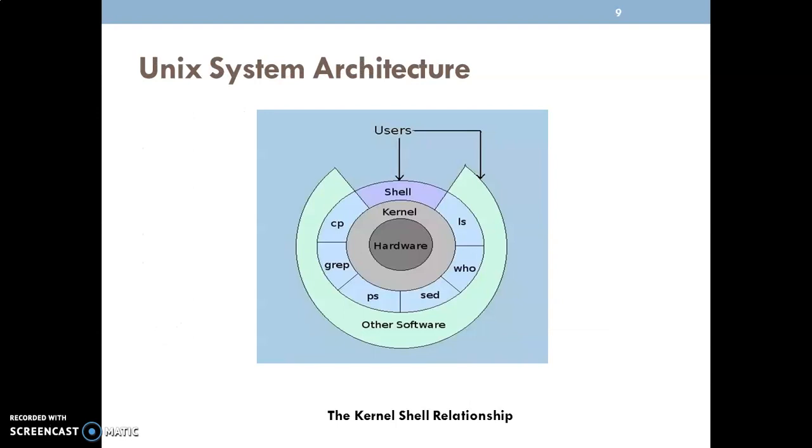Next, the most important part, that is the Unix system architecture. Again, there is a specific diagram with respect to the Unix system architecture. Usually we call it the kernel-shell relationship. In this diagram, there are three important concepts: one is hardware, second is kernel, and third is shell. The inner part is hardware, and next kernel, then shell. We'll discuss them one by one.